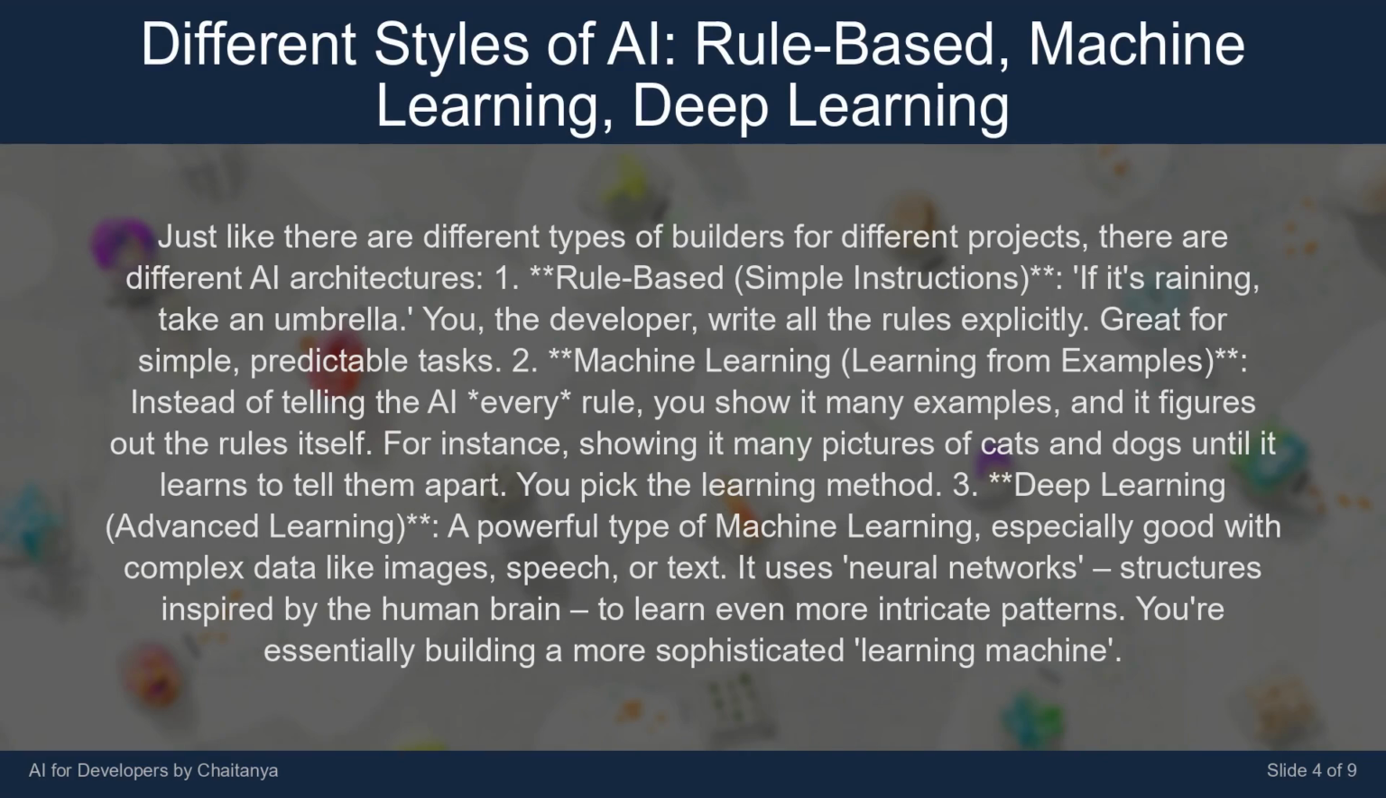Just like there are different types of builders for different projects, there are different AI architectures. 1. Rule-based. Simple instructions. If it's raining, take an umbrella. You, the developer, write all the rules explicitly. Great for simple, predictable tasks.